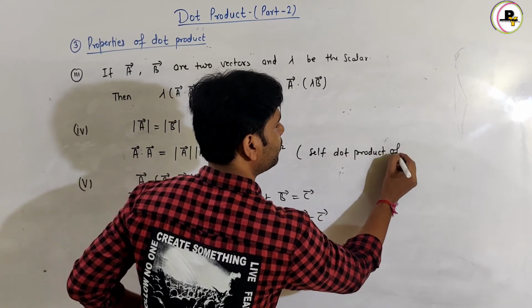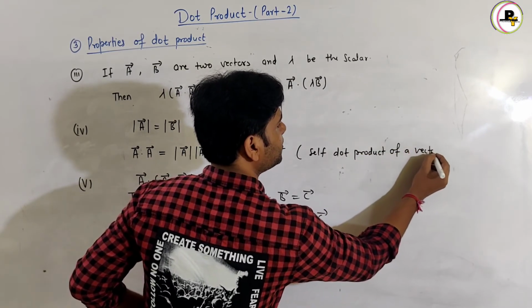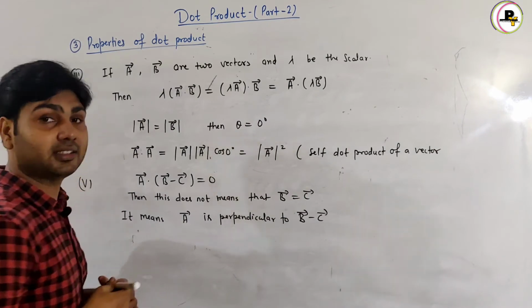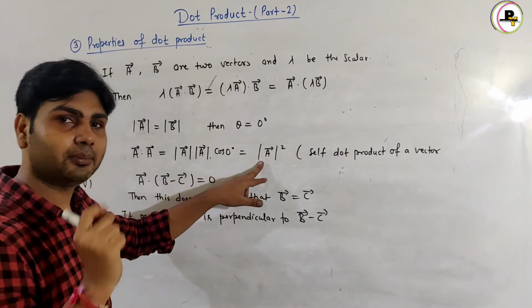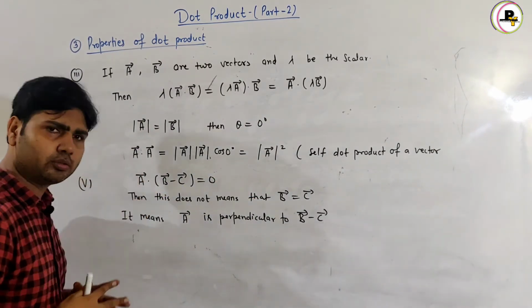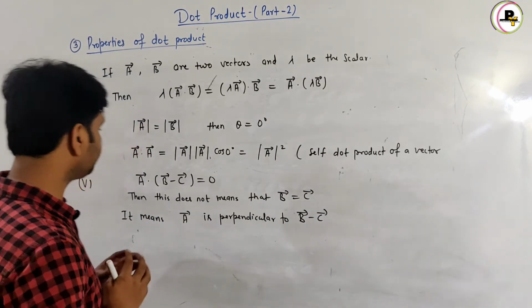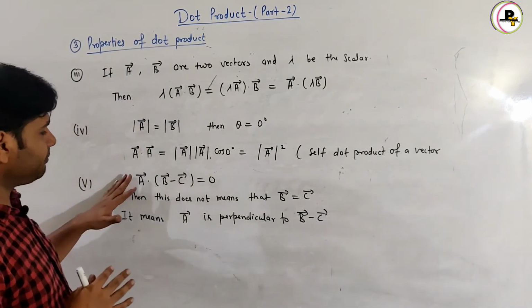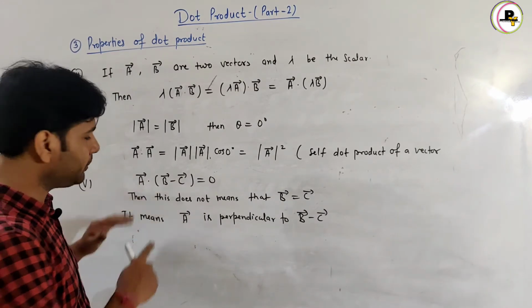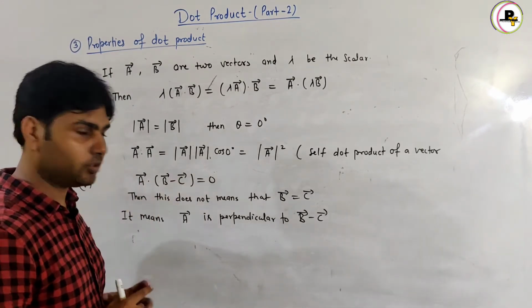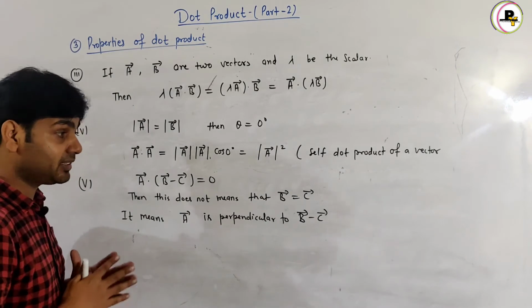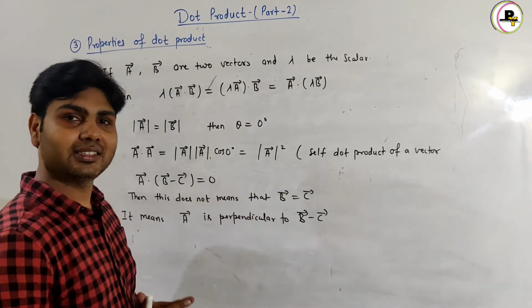Self dot product of a vector. The self dot product of a vector is equal to the square of its magnitude, and this can also be proved using the geometrical as well as the component definition of the dot product. Point number five: if A vector dot (B vector minus C vector) is equal to 0, then this does not mean that B vector is equal to C vector.